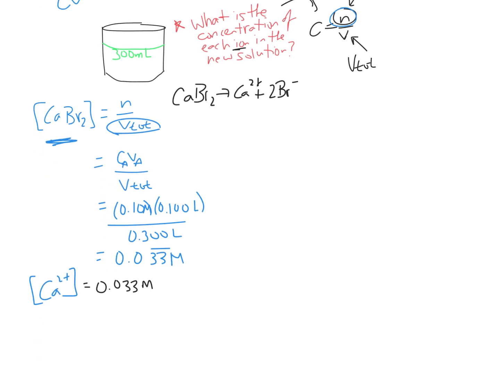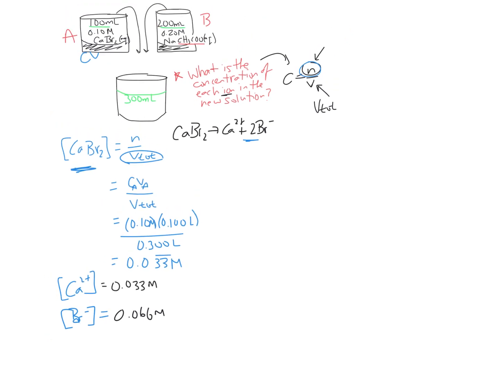And then for the bromide, it's going to be that times 2, isn't it? So the bromide ion concentration, the multiplier of 2 comes into play, so it's 0.066 moles per liter, okay? You do the same with the other salts.